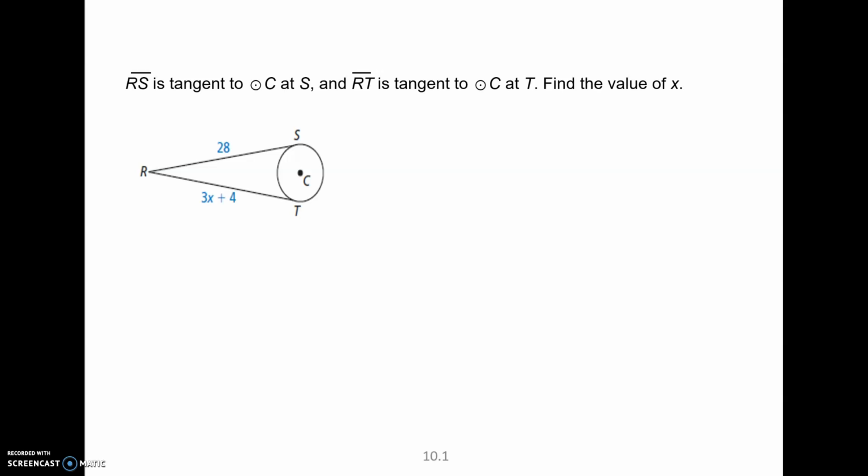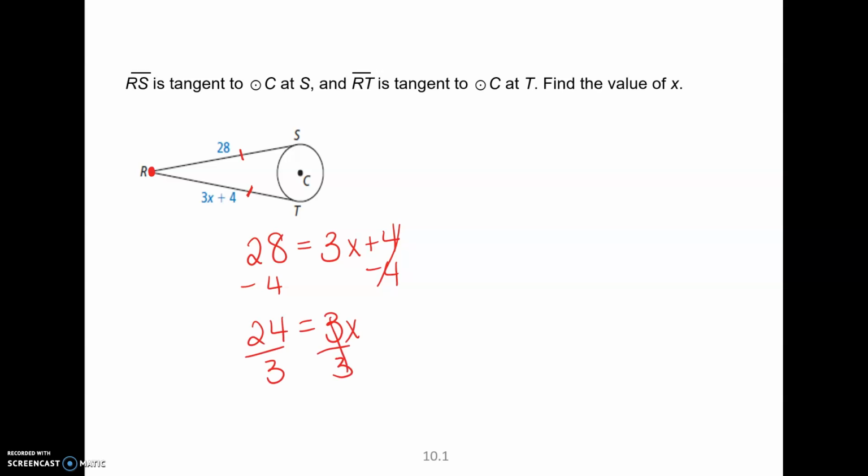Your last problem here is the second example of properties of tangents. It is your external tangent congruence theorem, which says if two tangents meet at the same point outside of the circle, then they are congruent. So I can set these two equal to each other and solve. I'm going to go ahead and subtract my 4 from both sides and divide by 3. And I get that x equals 8.